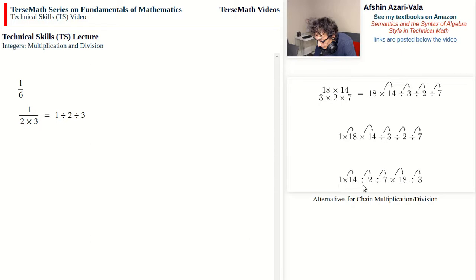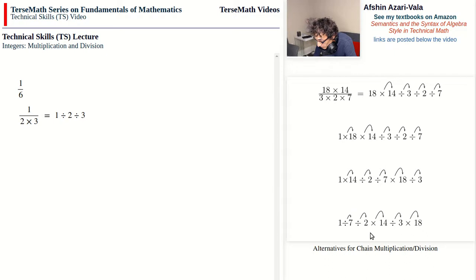Here's a third one that starts with division. I could actually start with 1 divided by 7, divide by 2, times 14, divide by 3, times 18. And you notice that I have divide by 7, divide by 7, divide by 2, divide by 2, and so on. So if I'm working out a problem like 18 times 14 divided by 3 times 2 times 7, let's say I'm working on a calculator, then what I can do is quickly type 18 times 14 divided by 3 divided by 2 divided by 7, and then equals. And here's how that would work.